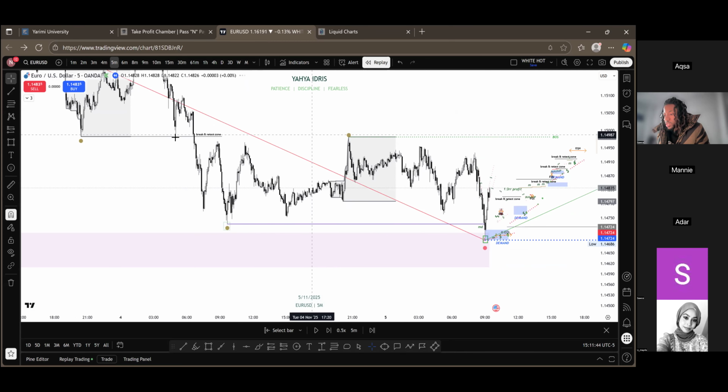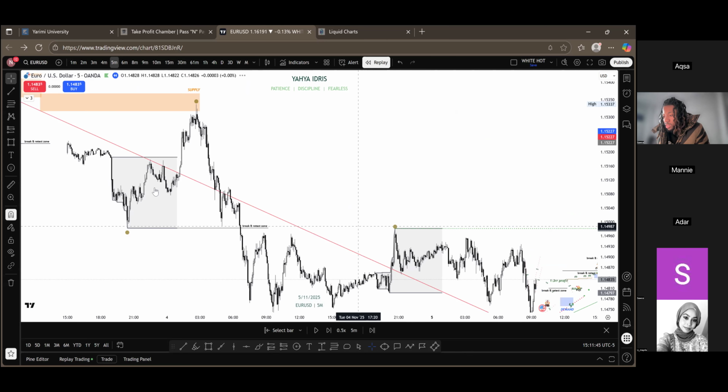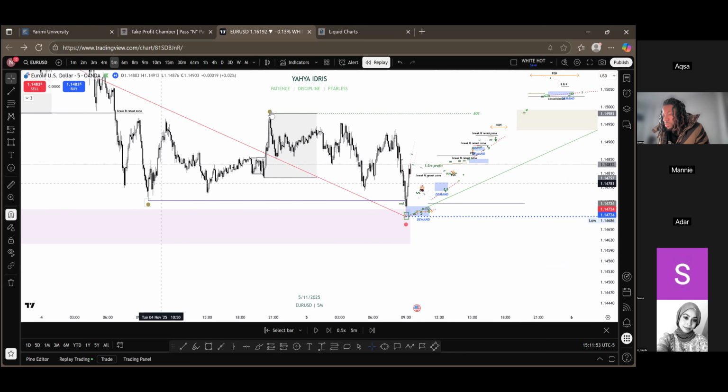But granted, price reacted from it was like a 1-minute OB or 3-minute OB down here. Price reacted from it during Asia. It came back and took me out while I was asleep. But granted, I had moved it to break even after taking 1 to 3. So price came and took me out.